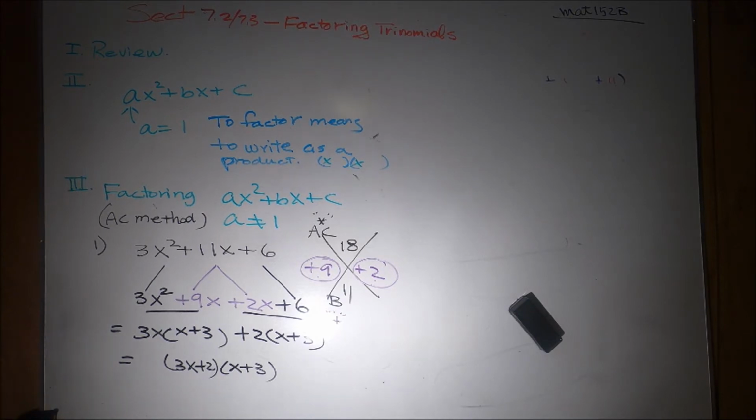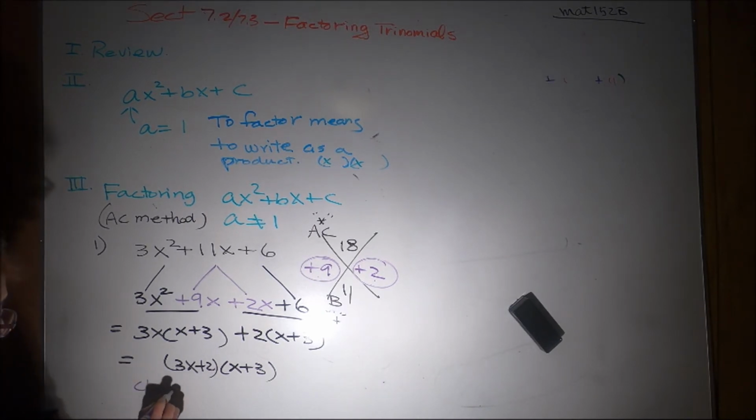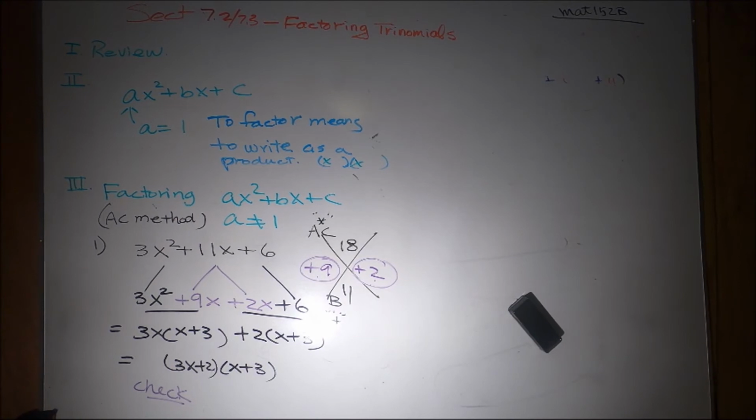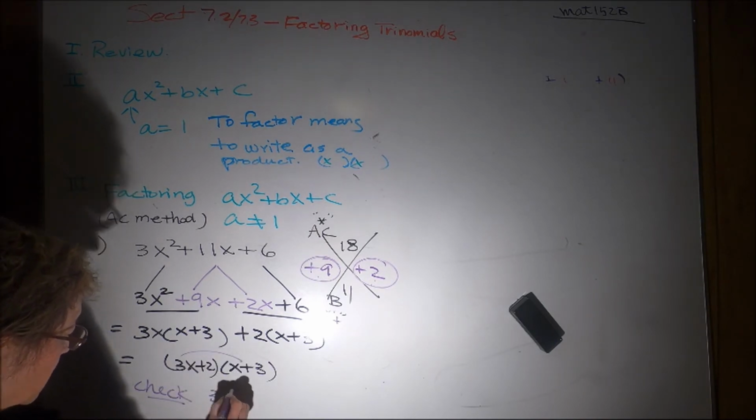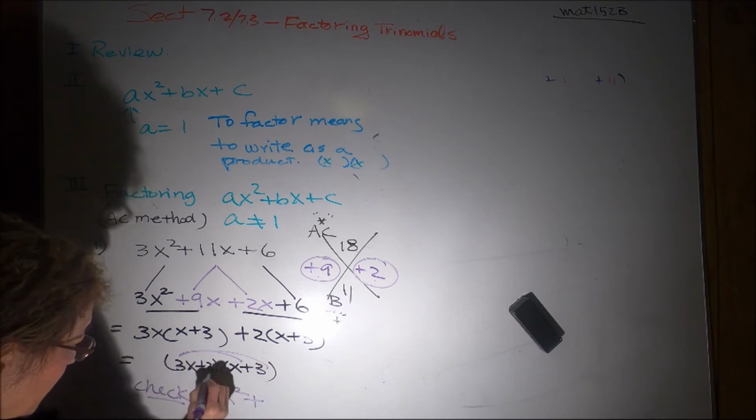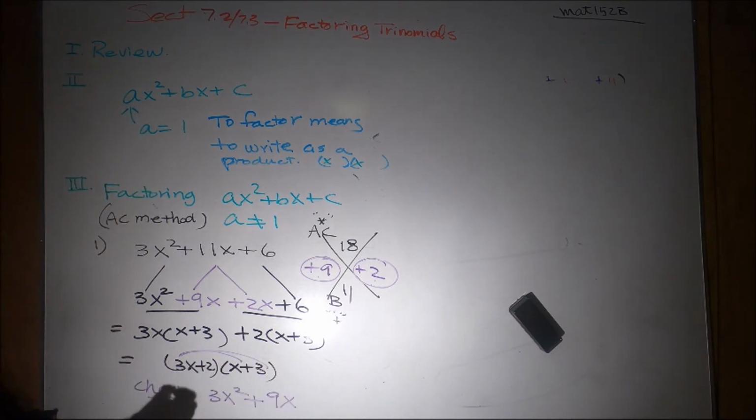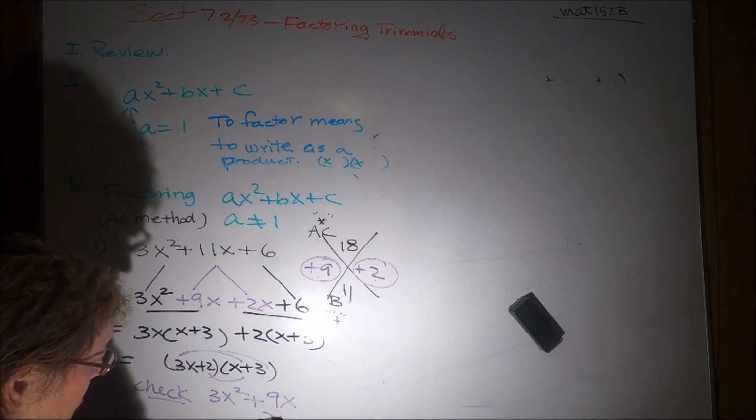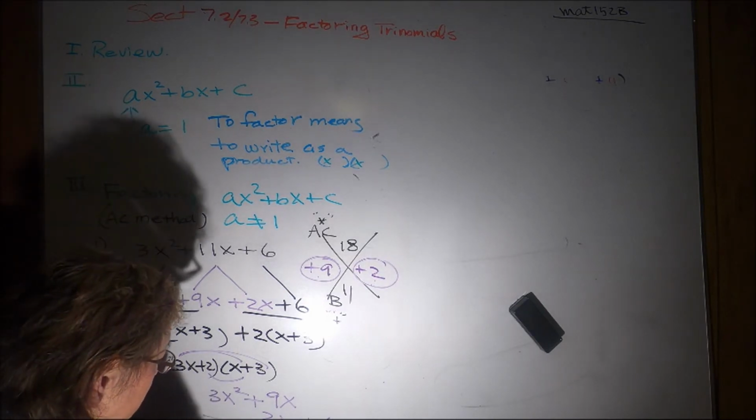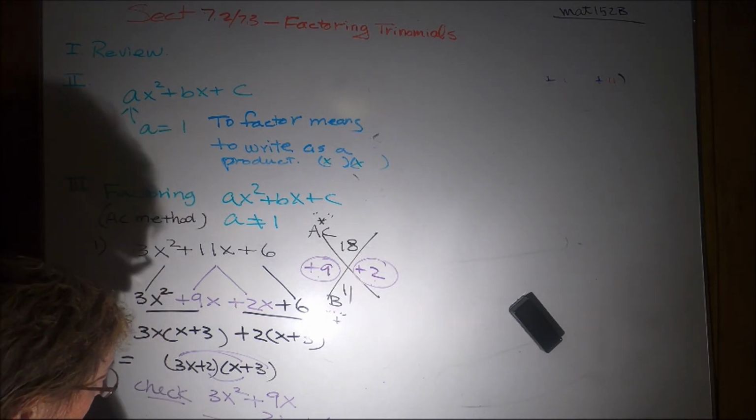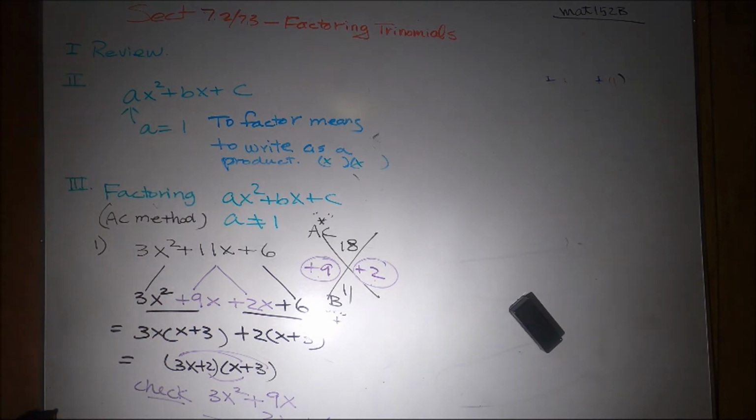How do you know you are doing right? Then you check. So to check, you just buy what? FOIL. So 3x times x, 3x squared, 3 times 3, 3x times 3, 9x. Then 2 times x, 2x plus 2 times 3, 6. Then you combine like terms. What do we have? 3x squared plus 11x plus 6. Did you get back? Yes.